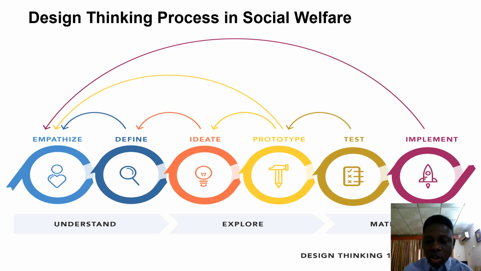But just have it at the back of your mind that for you to really get the problems of the community members, you need to empathize with them, and you need to define the problems. You need to prioritize the problems. And once you have been able to do these together, then you do what we call ideate. How do you ideate?